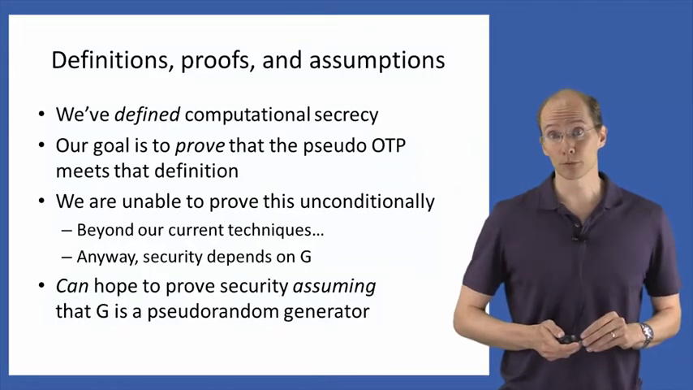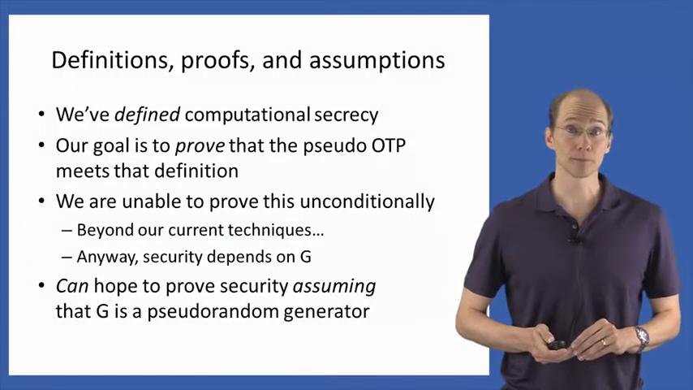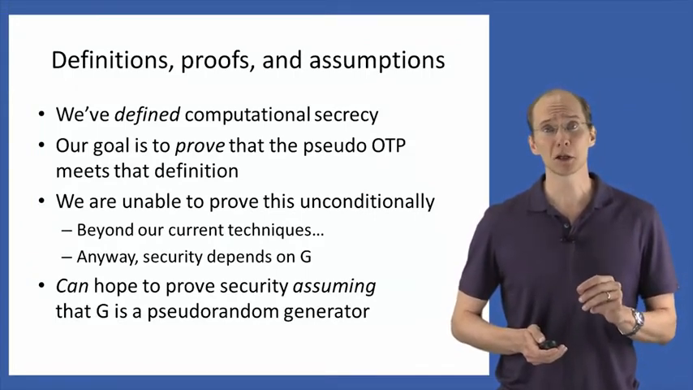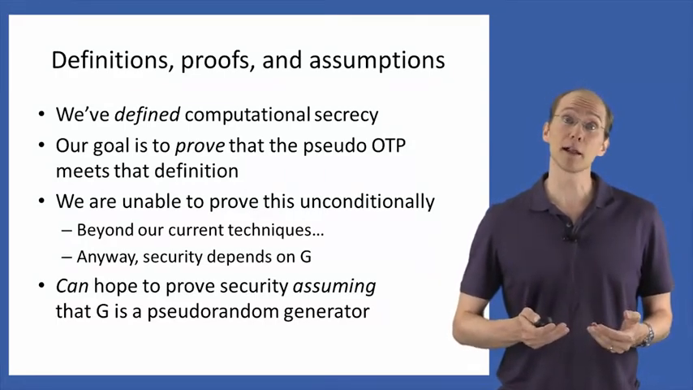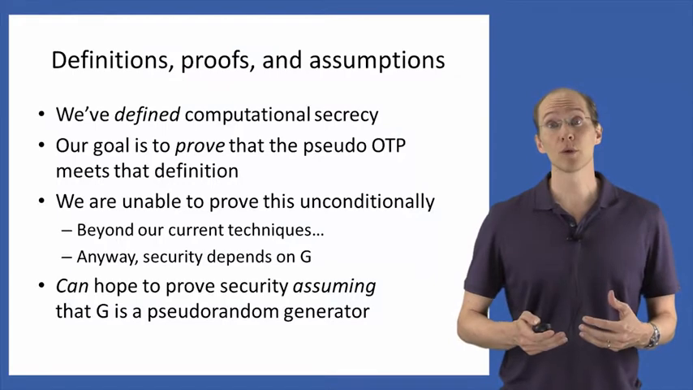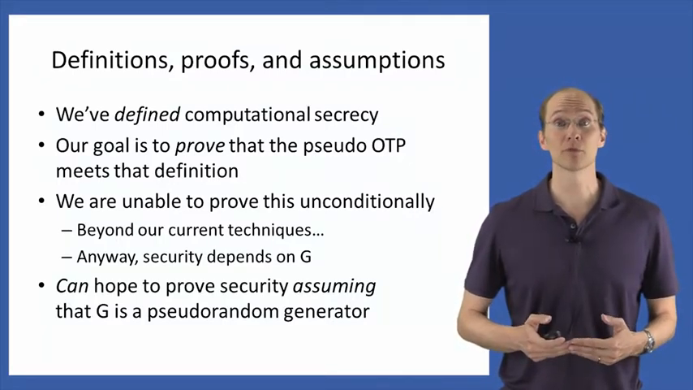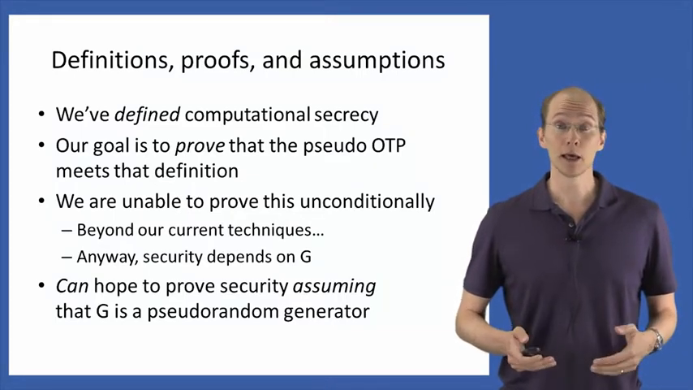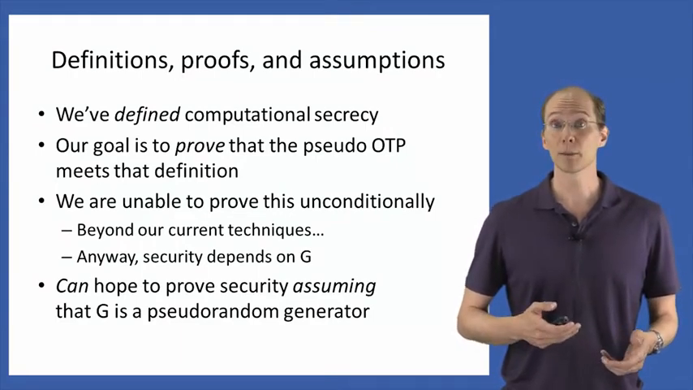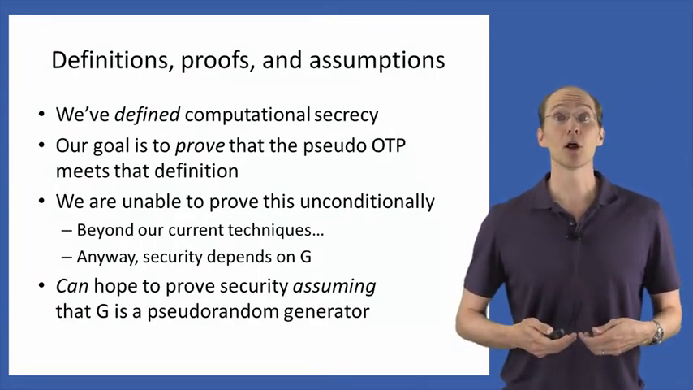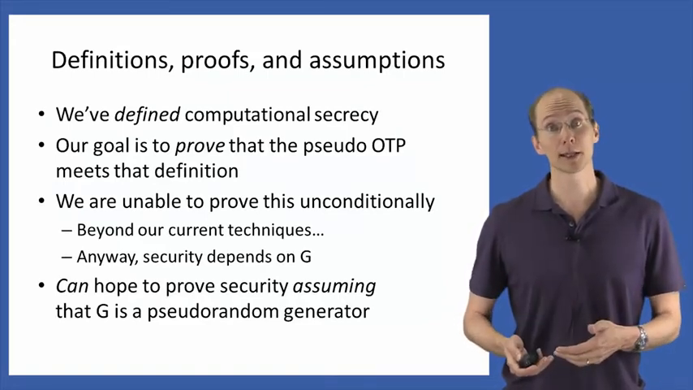So what we can hope to prove is security of the pseudo one-time pad encryption scheme under the assumption that G is a pseudo-random generator. This actually tells us a couple of things, right? First of all, it tells us that if we begin with a pseudo-random generator G, and then build the pseudo one-time pad encryption scheme from that, then the scheme is secure. It also tells us that we can feel free to swap in different functions G. We can put in any function G that we like, as long as it satisfies the property of being a pseudo-random generator. And given that assumption, the scheme will be secure.